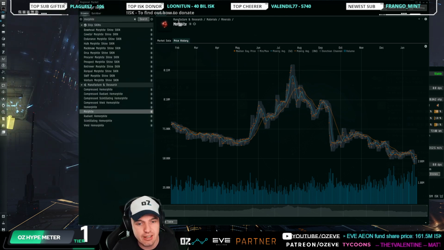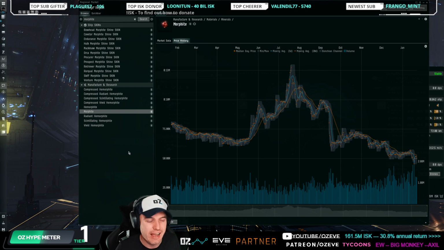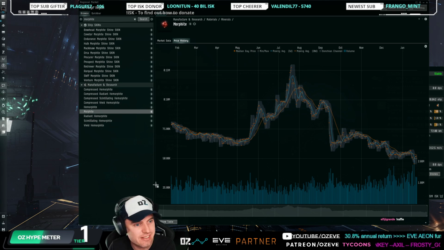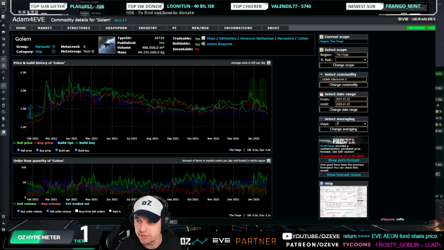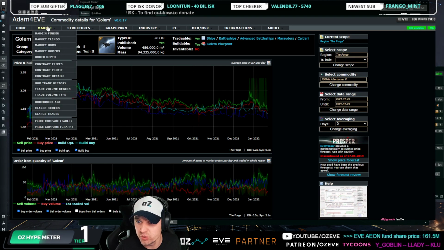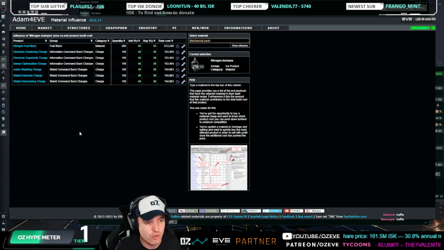So if you see the price of Morphite spike, how are you going to know what else is going to spike? How are you going to know what impact that is going to have on the market? I was very amazed that Adam4Eve has a very, very good tool that does exactly that. So if we go back to Adam4Eve, and we go to industry right here, there's an industry tab, and there's something called material influence. I don't know if a lot of you guys use this, but it's quite amazing, and I want you guys to know that this is out there.